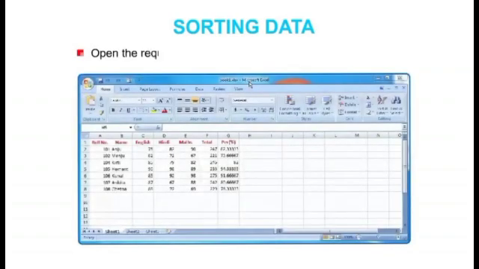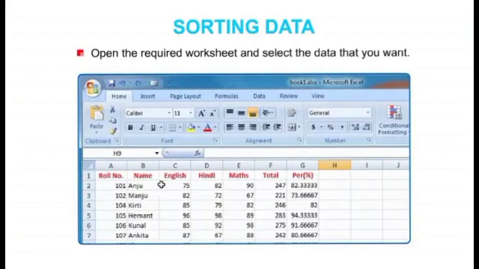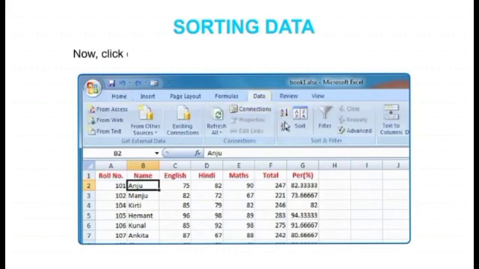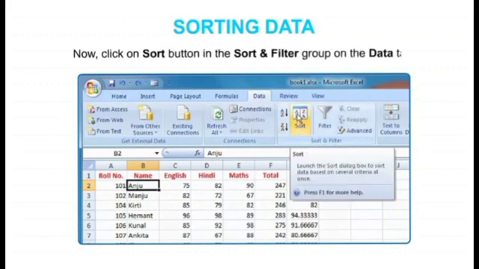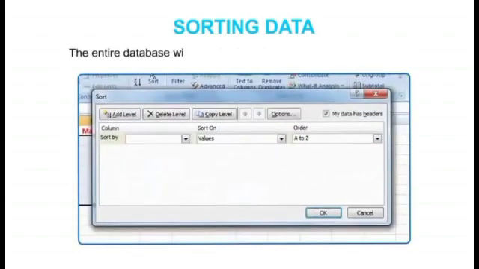Follow these steps to sort the data. Open the required worksheet and select the data that you want. Click on any cell, say B2. Now click on the Sort button in the Sort and Filter group on the Data tab. The entire database will be selected and the Sort dialog box appears.